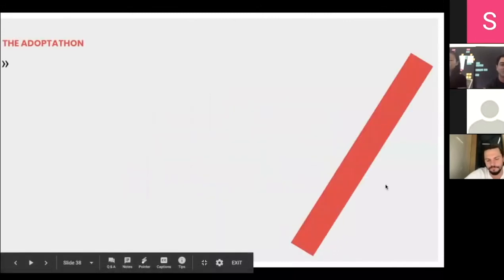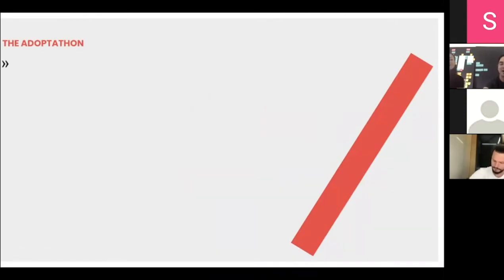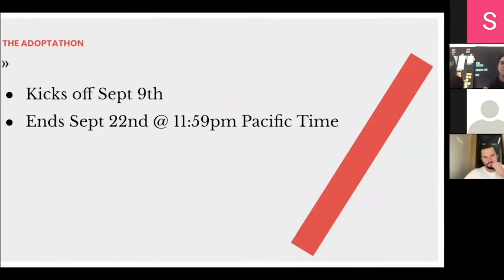So for this, we've got this phase of our hackathon that's a little bit different from most hackathons, which we're calling an Adoptathon. This is happening the last 2-week period. It kicks off on September 9th, so that's coming up on Monday. It's going to end on September 22nd at 11:59 p.m. Pacific time. So make sure you submit final submissions before then.